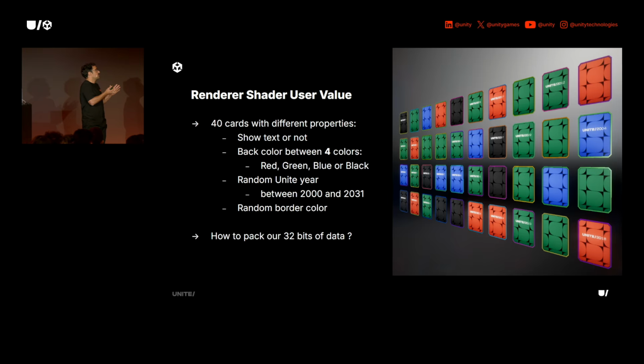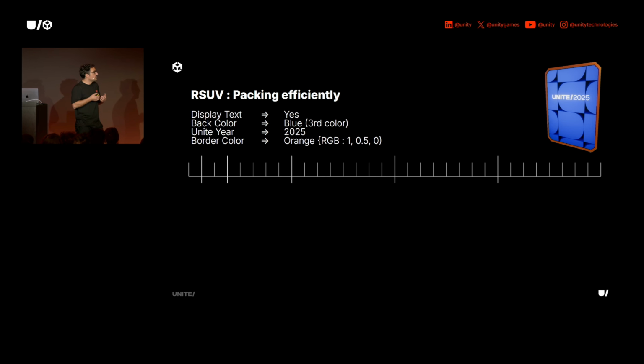Here I've set up a simple scene with a simpler shader. Basically, all cards have different properties, as you can see here. And next, what we need to decide is how to pack this 32 bits of data, because it's not a lot. Of course, you have to decide which property goes where and on how many bits you need to do that. So let's use an example.